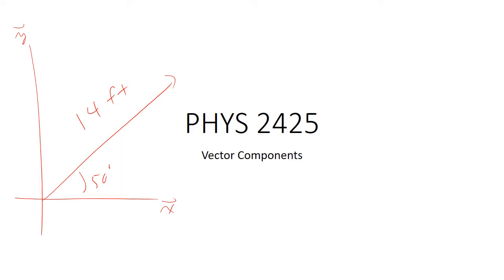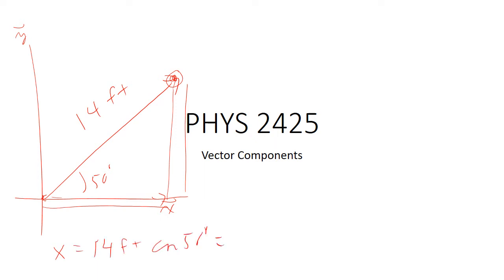And so I want to know how the end of the vector, how far over is it and how far up is it? Because the origin's right here, and I want to find the coordinates of that spot right there, the x and y coordinates of it. So I would find how far over it is in x and how far up it is in y. And that's pretty straightforward. How far over is it in x? That's going to be 14 feet times cosine of 50 degrees.